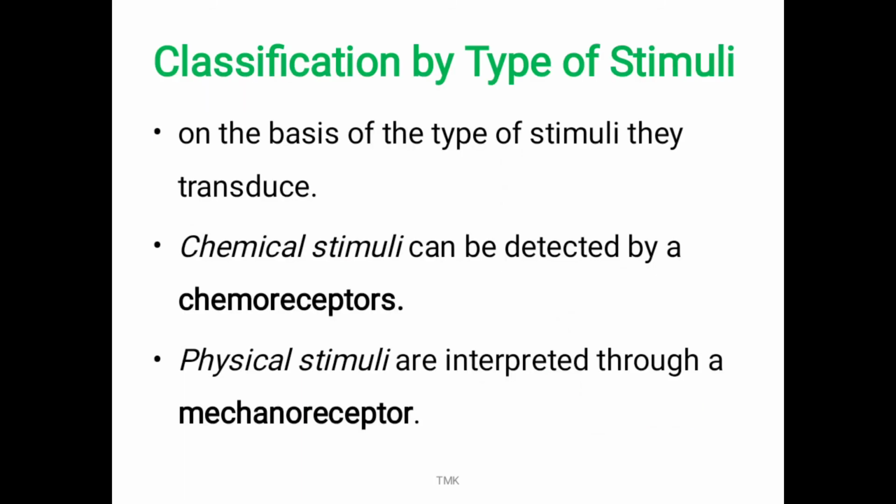Another kind of classification of sensory receptors is the classification based on the type of stimuli. On the basis of the type of stimuli they induce, we can classify sensory receptors into two: chemoreceptors and mechanoreceptors. Chemoreceptors detect chemical stimuli and mechanoreceptors detect physical stimuli.